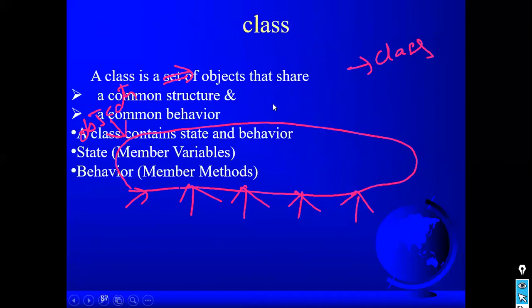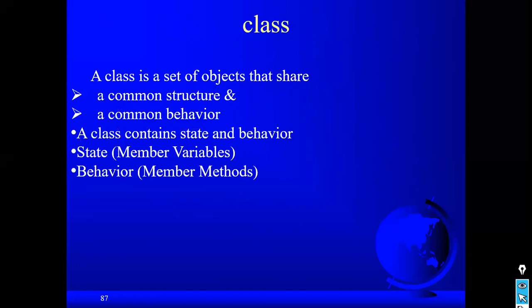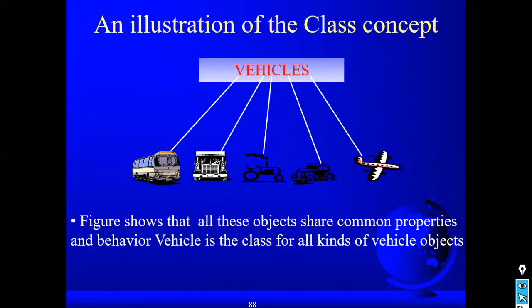We have seen that a class is a set of objects that share the common structure and behavior. So even in this case, if I'm assuming the vehicle as a class, it is sharing all its properties with the help of objects. It is sharing all its properties to the objects. This is about a class.